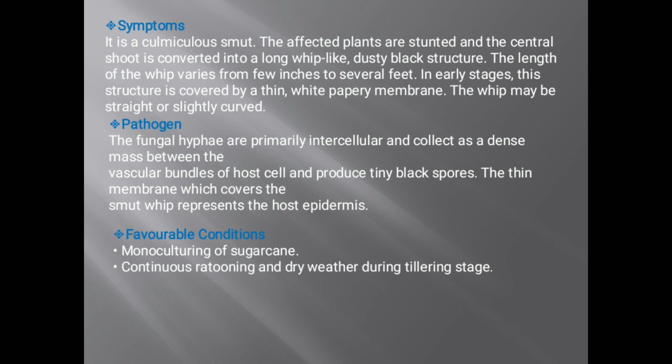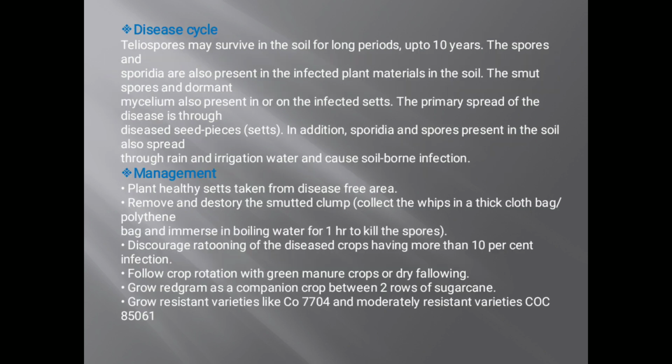The pathogen: the fungal hyphae are primarily intercellular and collect as a dense mass between the vascular bundles of the host cells. It produces tiny black spores. The thin membrane which covers the smut whip represents the host epidermis. Favorable conditions are monoculturing of sugarcane, continuous ratooning, and dry weather during the tillering stage.